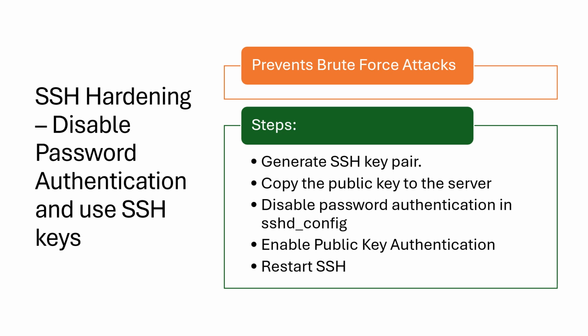Copy the public key to the server using ssh-copy-id user@server_IP. Then edit the SSH configuration file and set PasswordAuthentication to no and PubkeyAuthentication to yes, disabling passwords and enabling PKA. Restart the SSH service with sudo systemctl restart ssh. Now only key-based authentication is allowed.